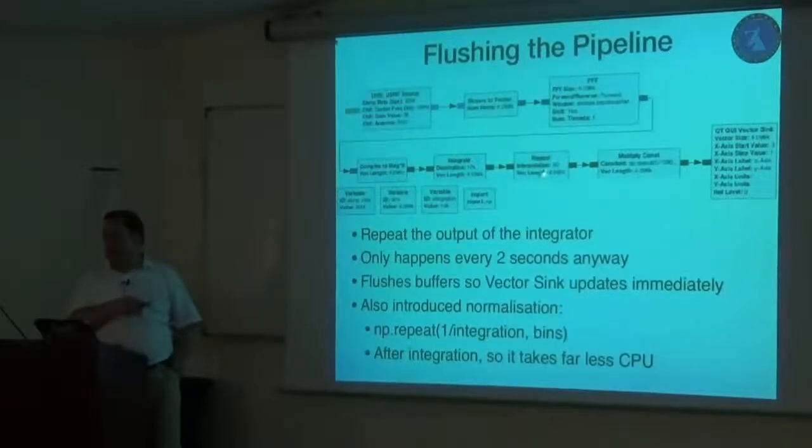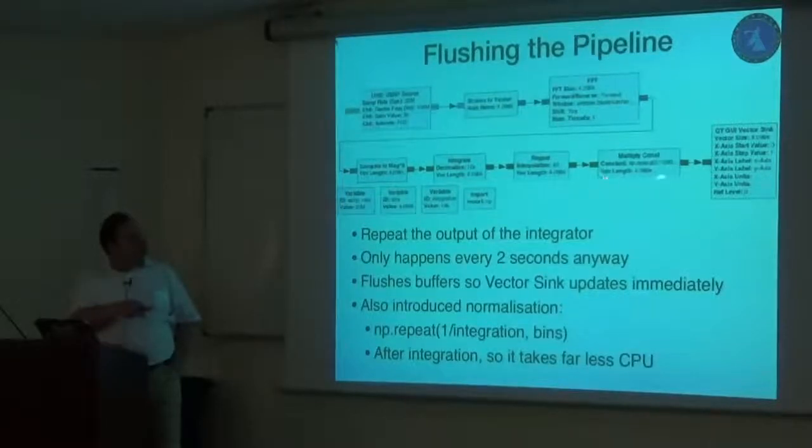We just repeat the value until we actually flush. So this block, I put one vector in it, and it immediately spits out 40 of those vectors, and that is enough to trigger this one to update in real time, which is much more convenient if you want to see, am I actually on the source or not? Are things working or not?